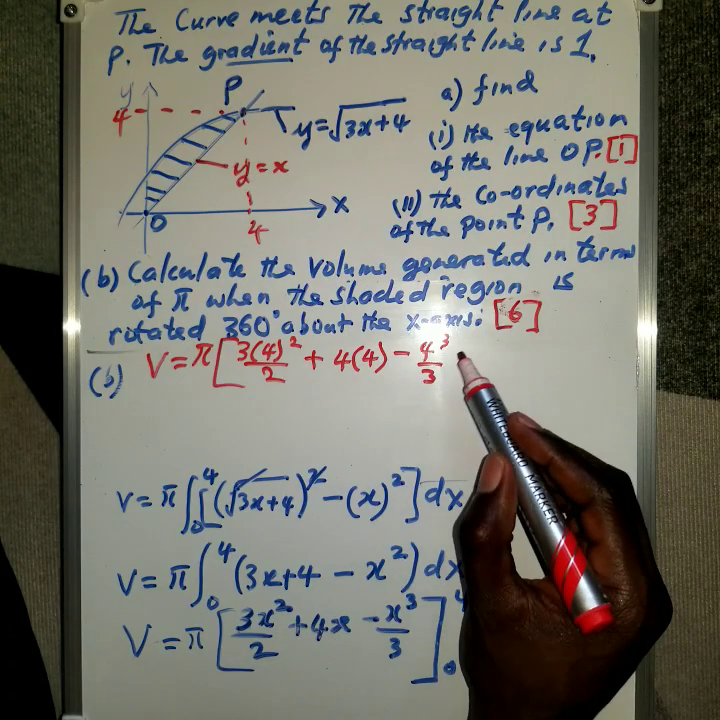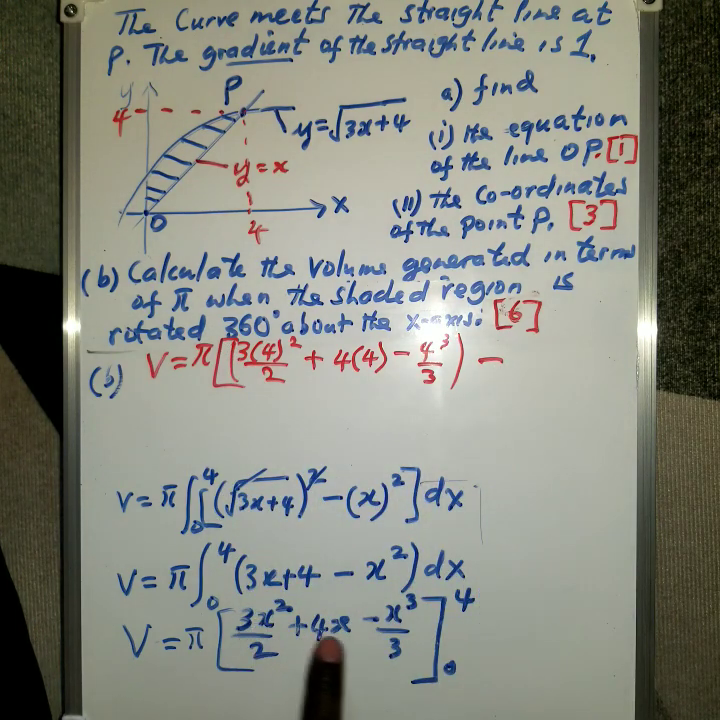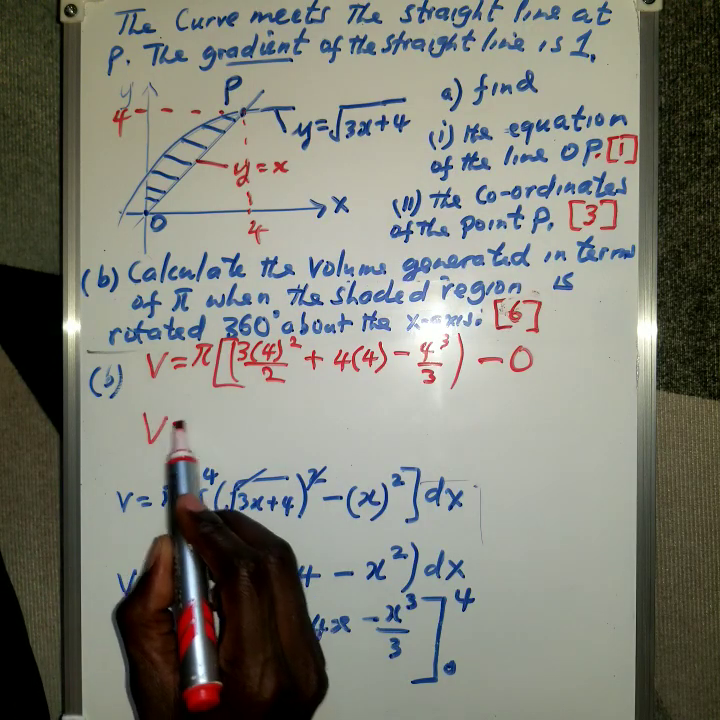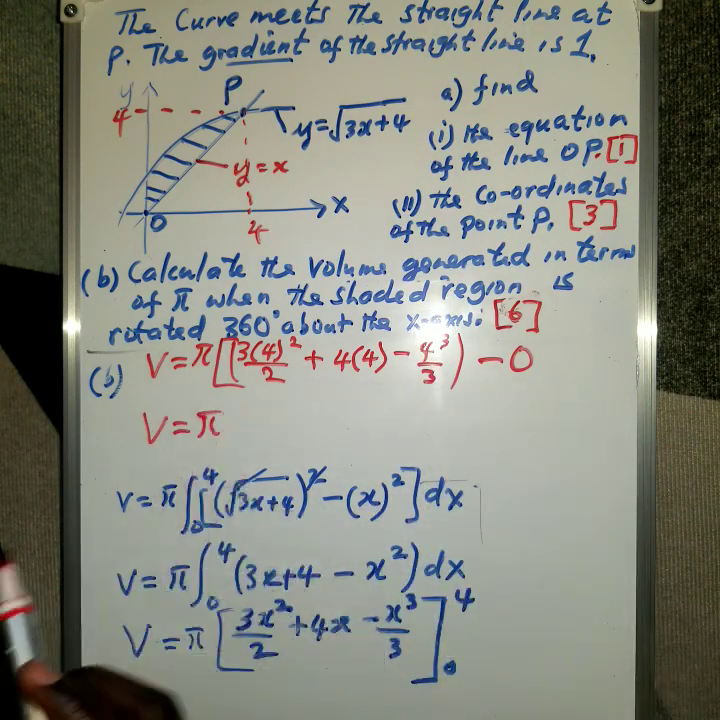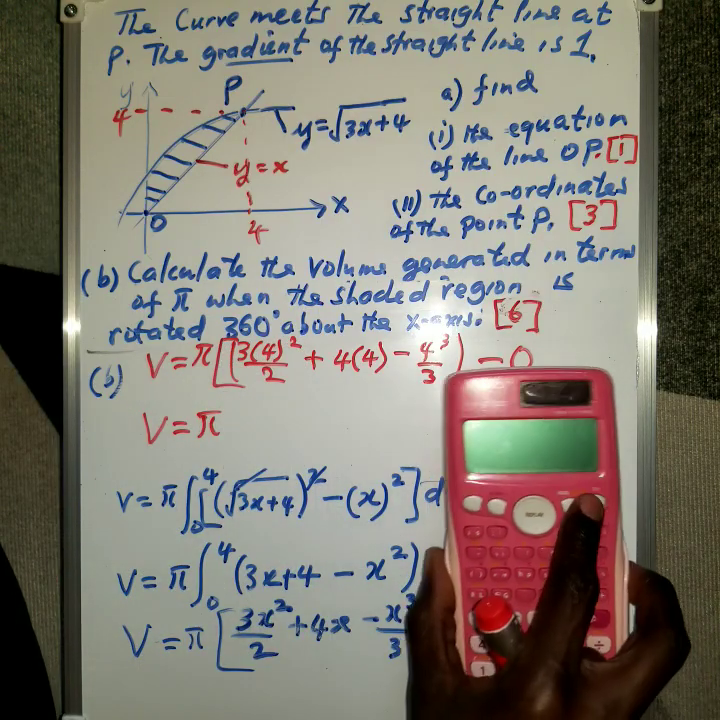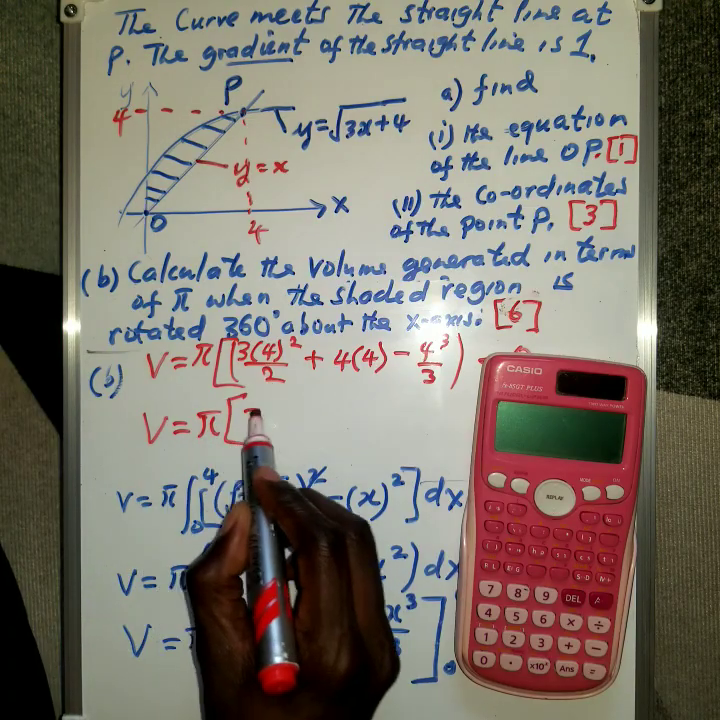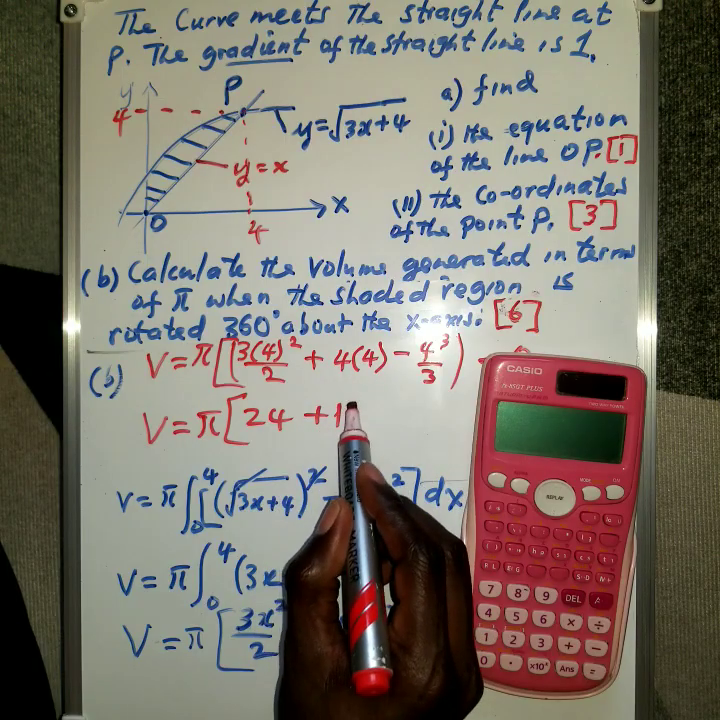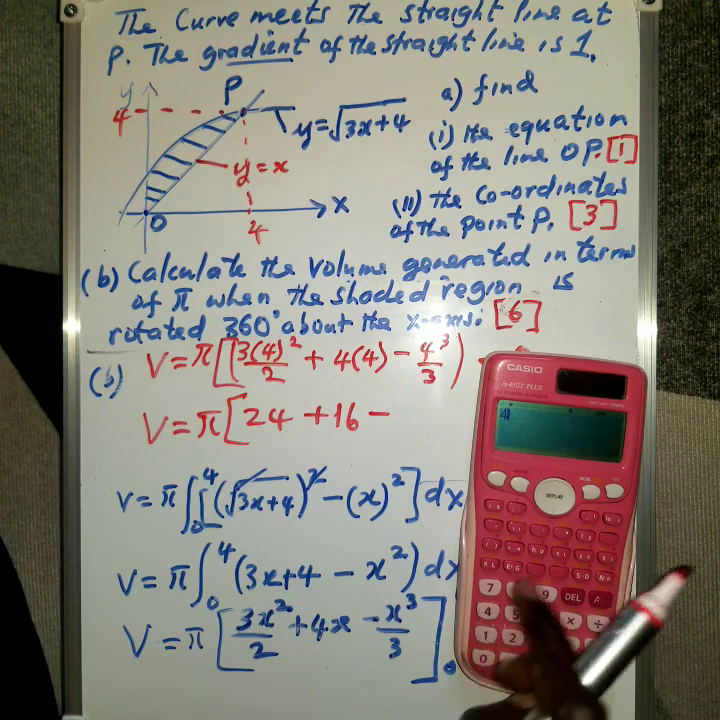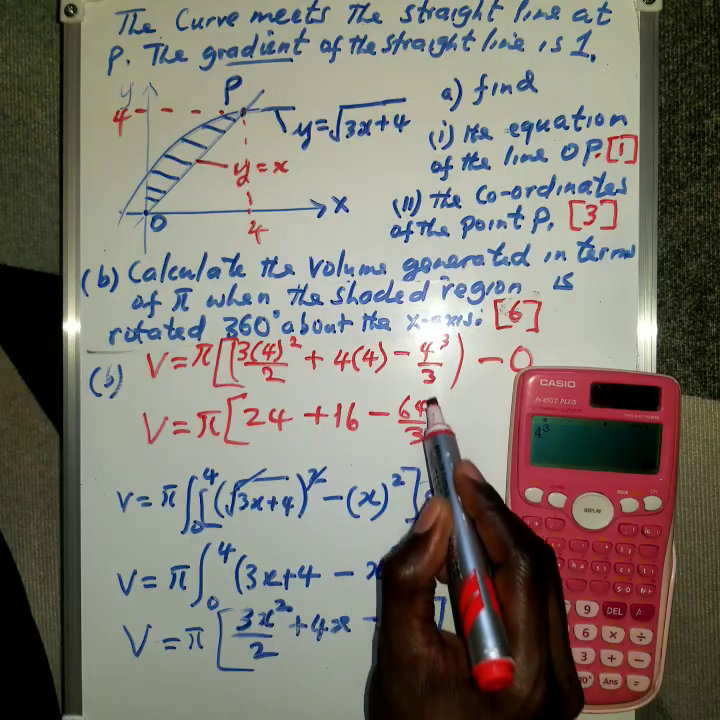If you notice for the lower limit, the moment you substitute 0 here, it will just give you 0. So you can just ignore that because it will give you a 0. Just ignore it in the exam because you're wasting time. So we work out that 4 raised to the power 2 is 16. 16 times 3 is 48. 48 divided by 2 gives us simply 24, plus this times that gives us 16, minus 4 raised to the power 3, which is 64. So it is going to be 64 over 3.